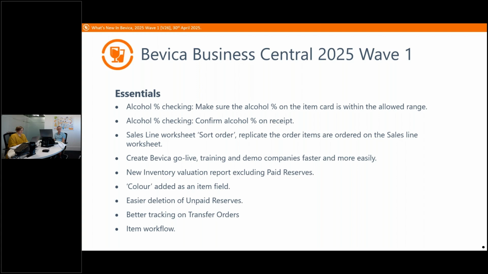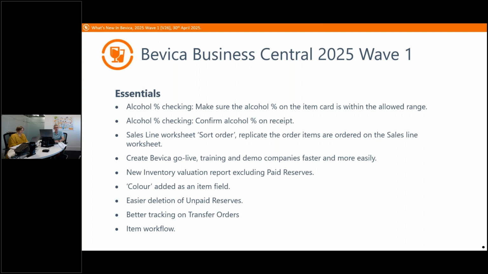There's a new inventory valuation report for paid reserves. But the one underneath that, color: I don't know how we missed it, but we never had a field for color. So that's been rectified. There's a new field on the item record now for color. And then extra work on unpaid reserves, tracking of transfer orders, and a little bit of item workflow to make it more manageable if you're creating items. I'll show how that workflow happens.